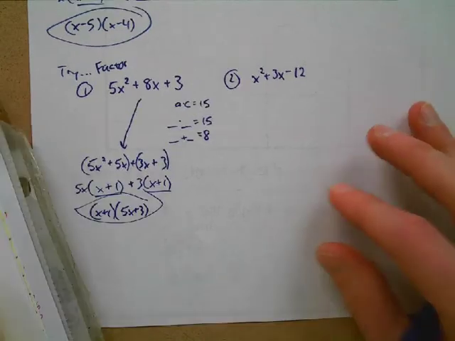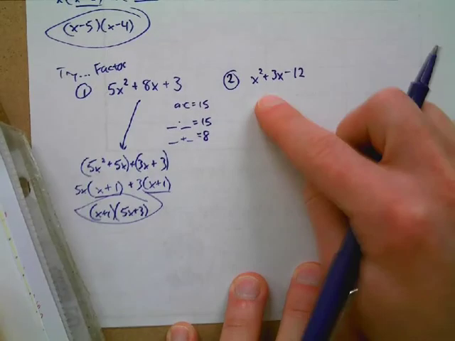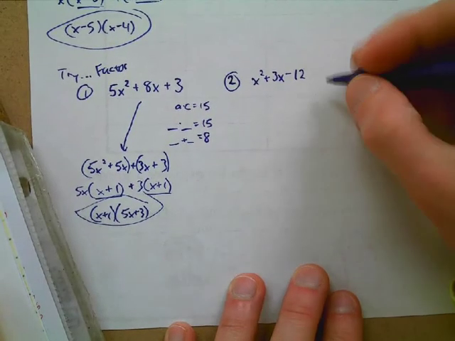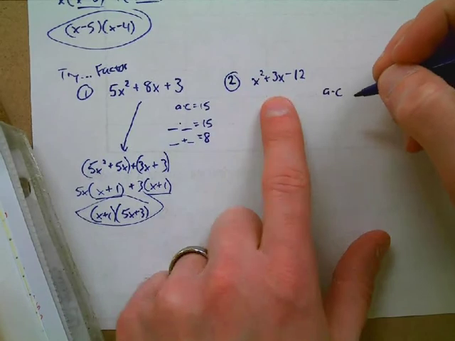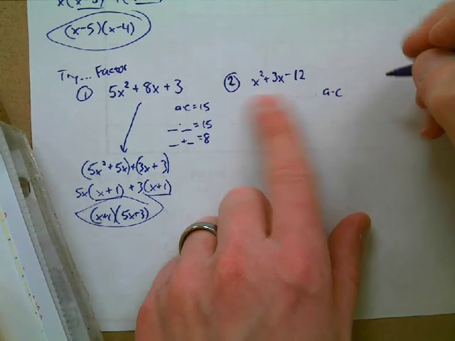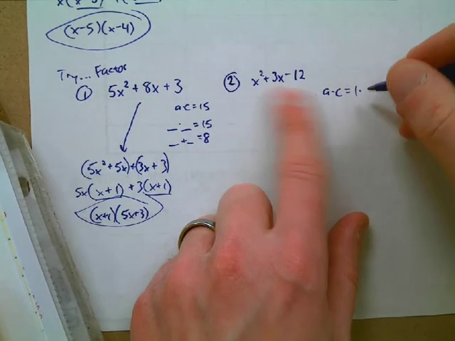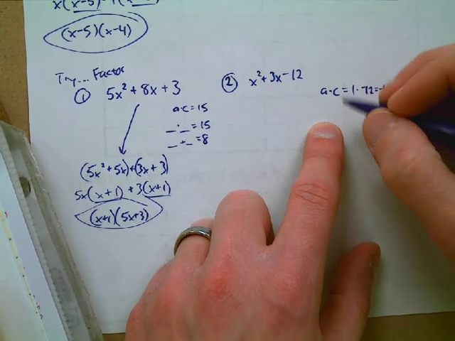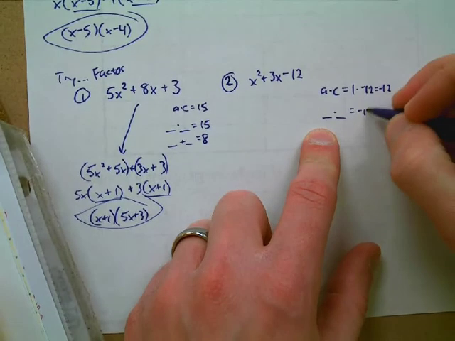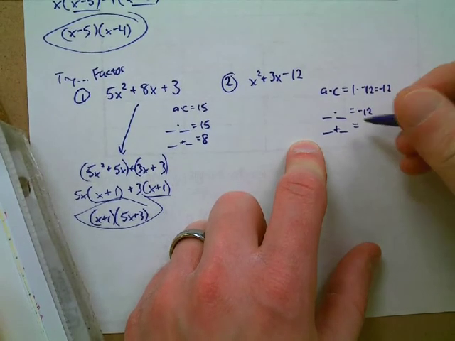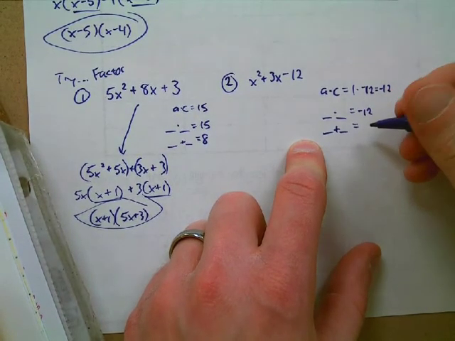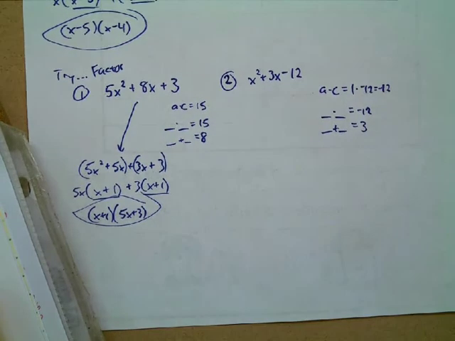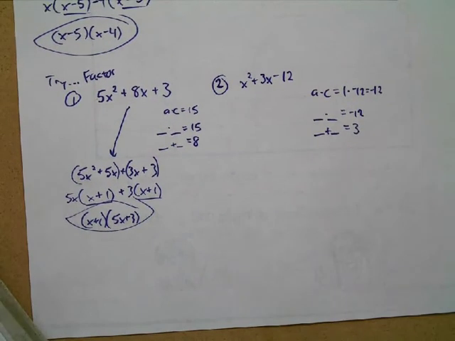Okay. Awesome. All right. Let's take a look at this one here real quick. Okay. So A times C. What's our A here in this one, Matthew? 1. What's our C? Negative 12. Okay, and so we're looking for 2 numbers that multiply to make negative 12, and 2 numbers that add to make what in this case? 3. Okay. Were you able to come up with 2 numbers that did that, Matthew? No. Was anyone able to figure out 2 numbers that multiply to negative 12 and add to make 3?